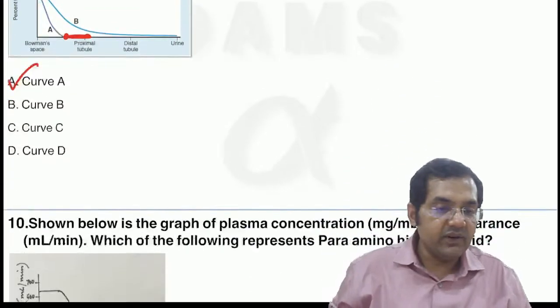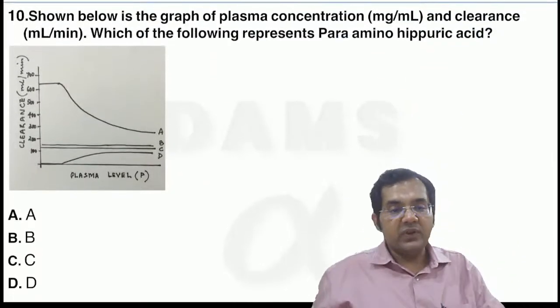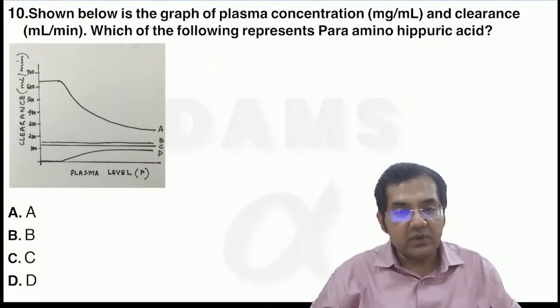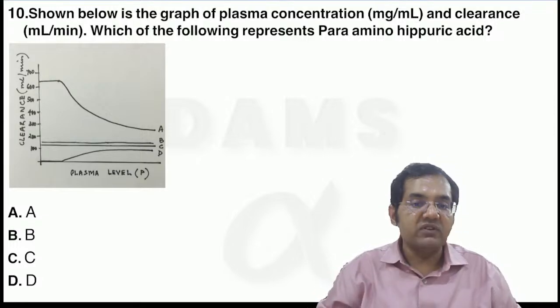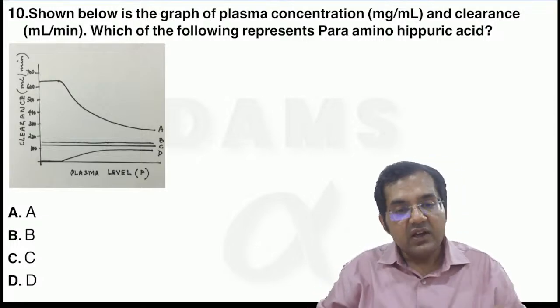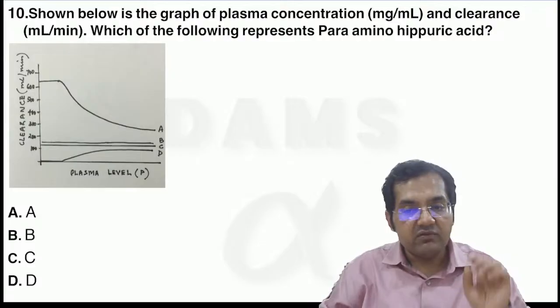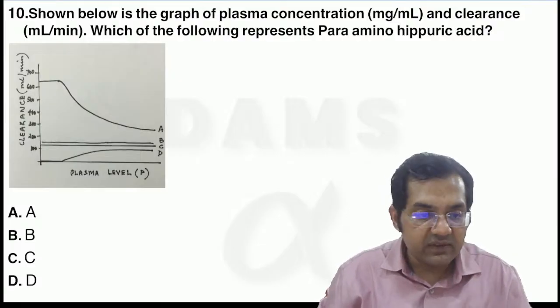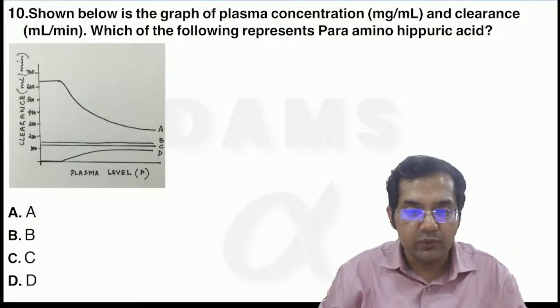Let's move to question number 10 now. Shown below is the graph of plasma concentration and clearance. Which of the following represents PAH? Again, a different type of clearance curve. One out of these will definitely come in exam. These are very hot favorite questions for the examiners.